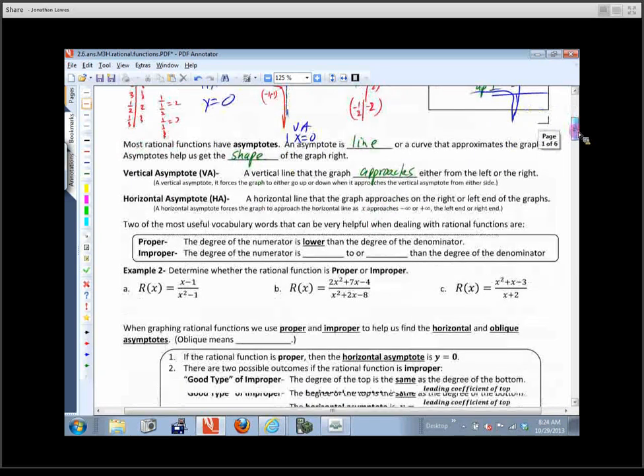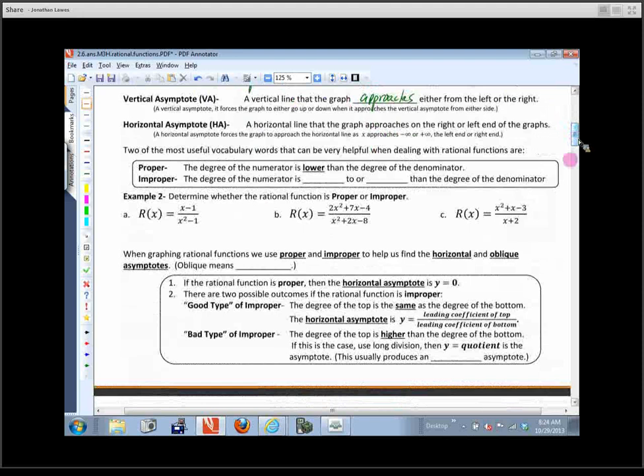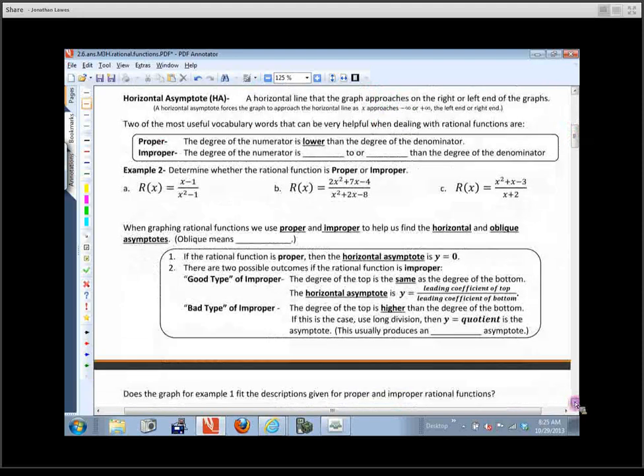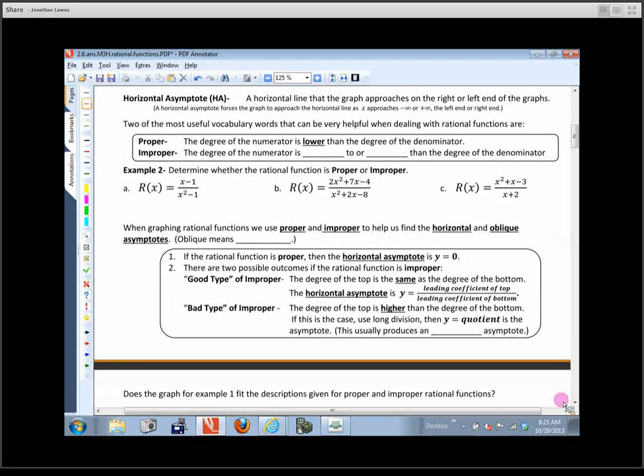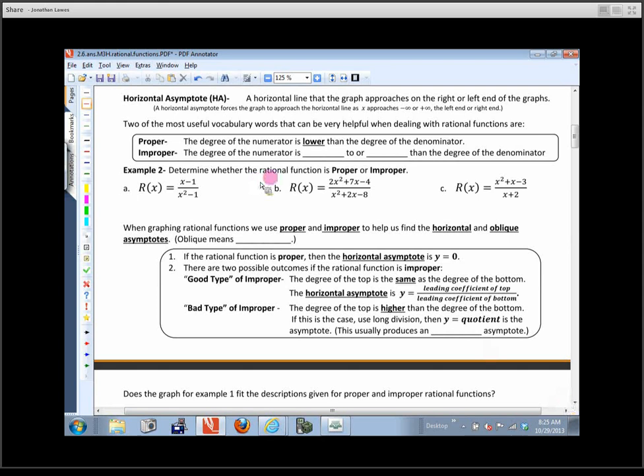Okay. So that's about the most basic rational function that we can have. And now we're going to talk about some other ways that we can figure out, if I've got something more complicated, how can I figure out what this rational function looks like? So the first thing that we're going to talk about are those two words, proper or improper. And we can actually apply these to fractions that have polynomials on the top and bottom.